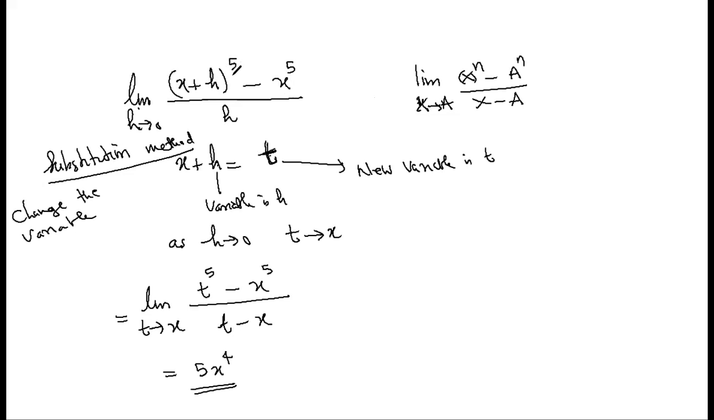How to remove the h? Wherever h is there, replace it by t minus x. Correct, no? H is t minus x.